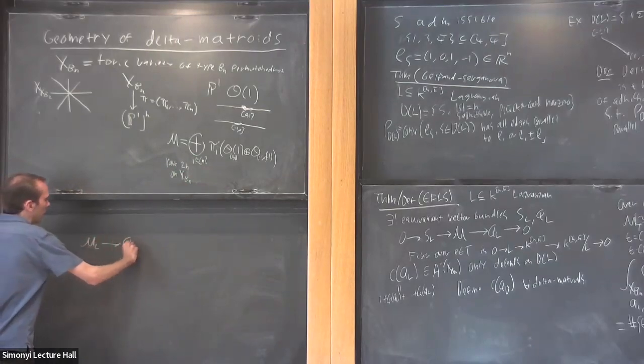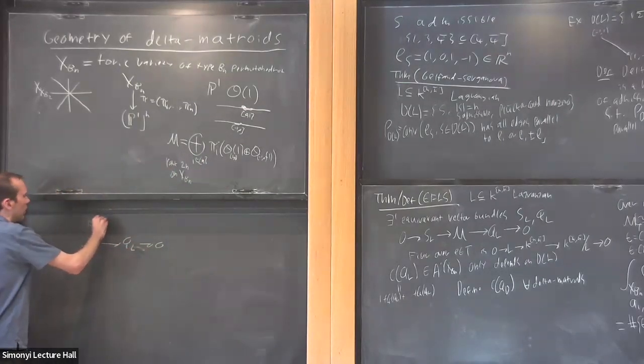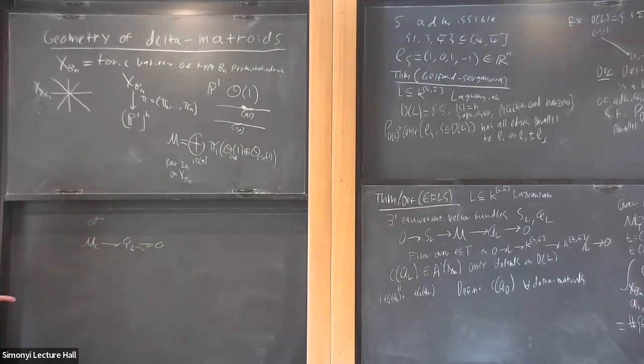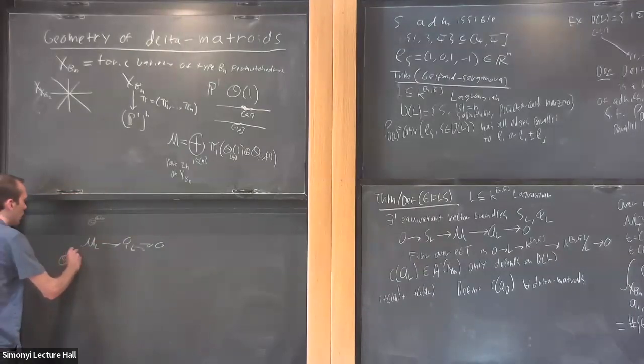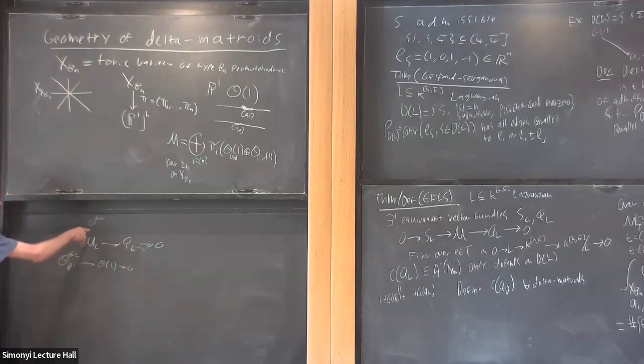So we have this surjection, ML goes to QL goes to 0. And ML is just a direct sum of pullbacks of O of 1, and O of 1 is a globally generated vector bundle. So there's a surjection from O to the 2 onto O of 1 on P1. If I combine these all together, I get a surjection from O to the 4n onto ML, because I have 2n O of 1s. And that surjects onto Q. Then I can take the kernel, which I'll call KL. This is a vector bundle of rank 3n, and it's contained in O to the 4n.